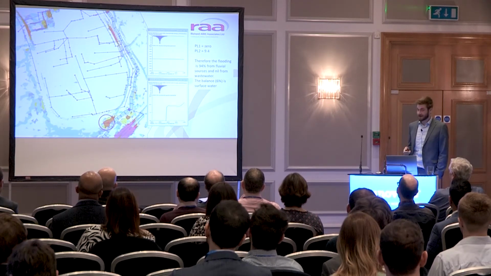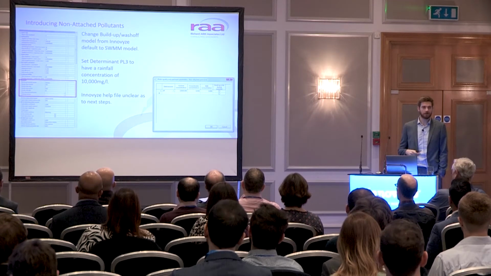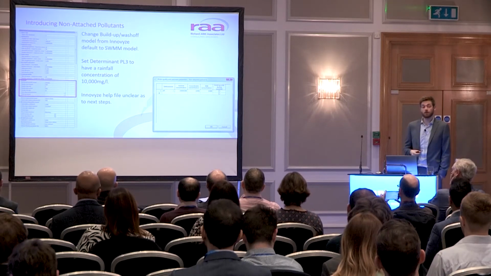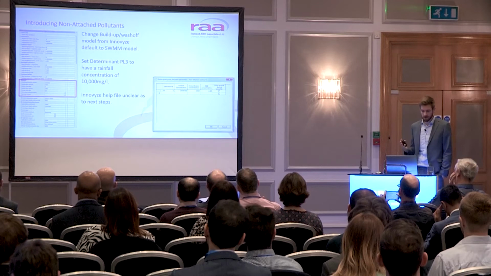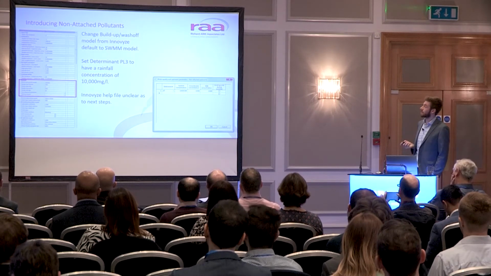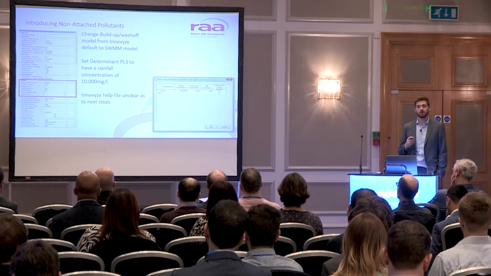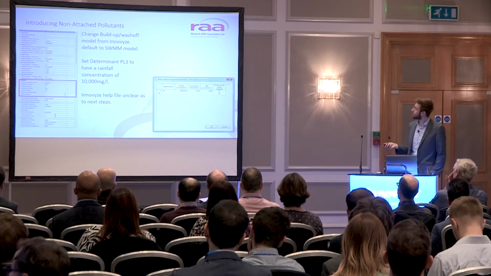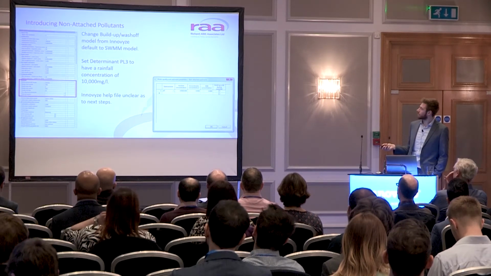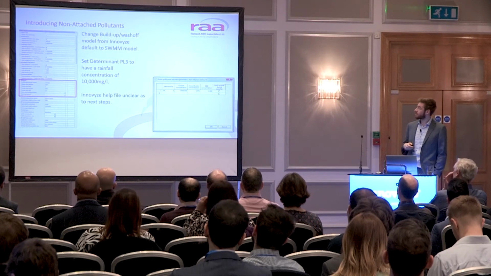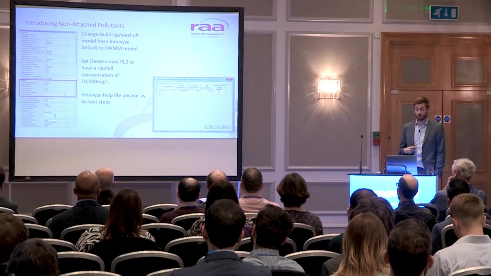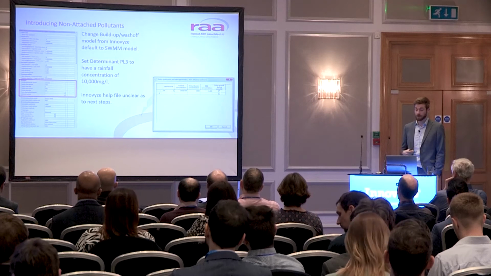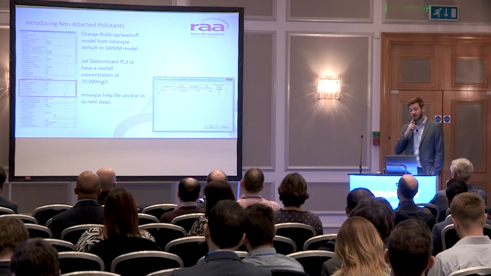So I've been saying that rainwater is clean, but in reality, we do get different sources of pollutant coming in from different points. So we wanted to see if we could assign a pollutant directly to the rainfall to apply to the entirety of the mesh. And we started looking at using non-attached pollutants. So this is again in our water quality parameters. And we want to change the build-up wash-off model from the Innovyze default to the SWIM model. And then we want to set determinant PL3 to have the same concentration of the 10 kilograms per meters cubed we've used previously. We set this up, and we couldn't actually get it to work.